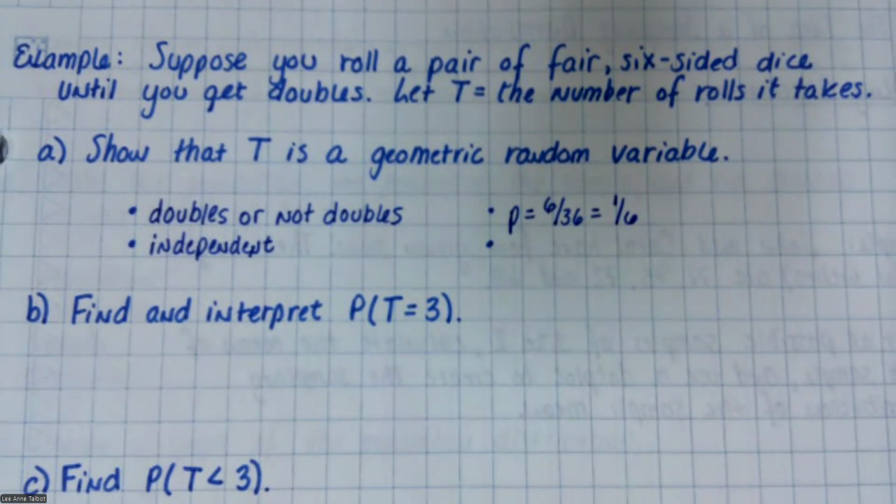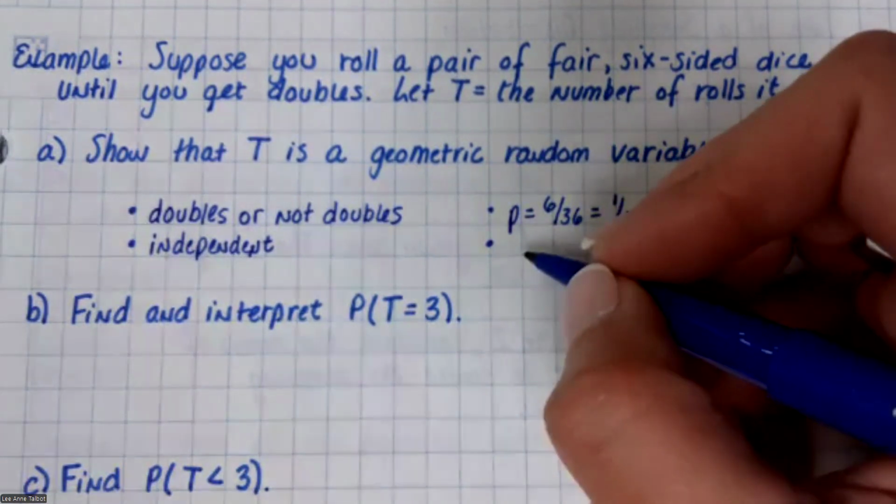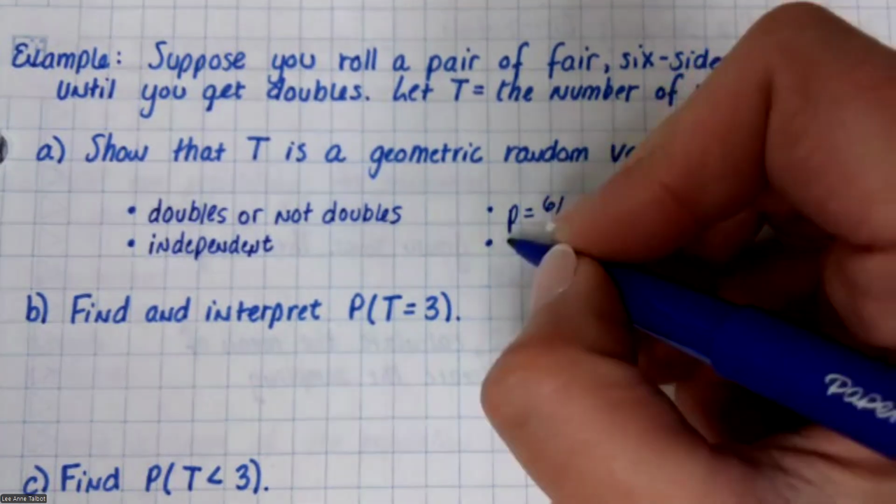And do you know where I got those 6 from? Like down the middle column of that table we made? Okay, and then what would a first success look like? First doubles, yeah.